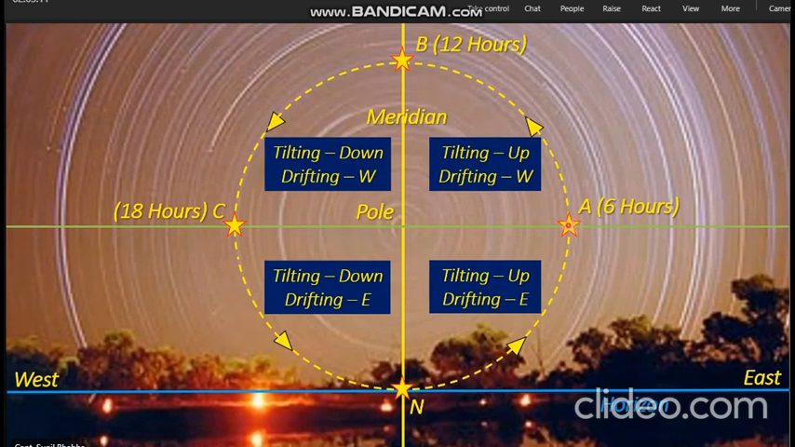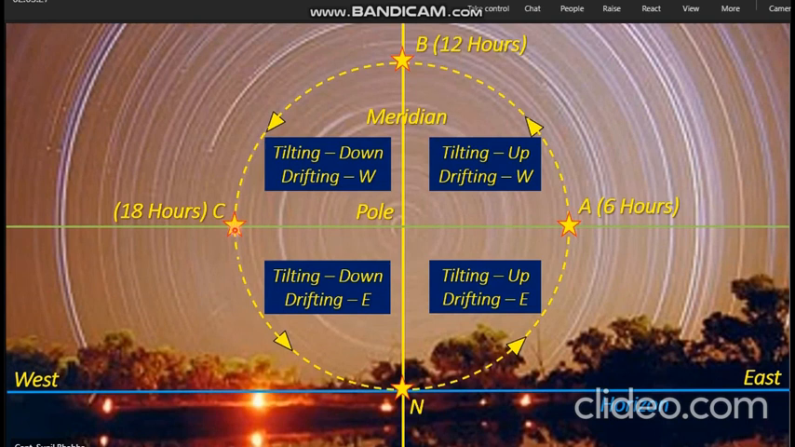So we come to a conclusion here. Whenever the gyrostar or spin axis is above the pole, the drifting is going to be westerly, and it is happening from Alpha to Bravo to Charlie.